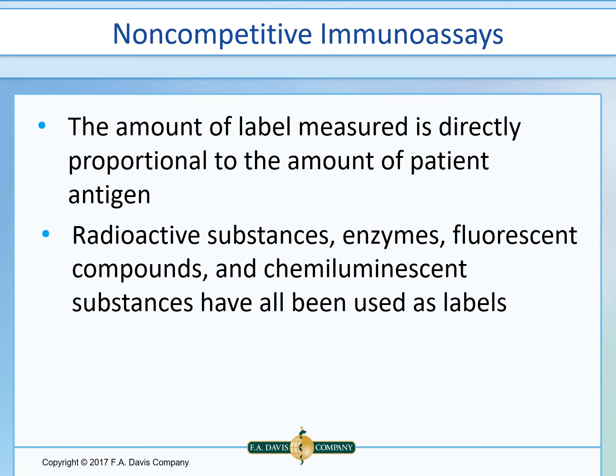In both competitive and non-competitive immunoassays, the label should not alter the reactivity of the molecule being tested, and it should also remain stable for the reagent shelf life. Different techniques using different types of labels are going to be discussed a little bit more in detail in a separate section of the chapter, but labels include substances such as radioactive substances, enzymes, fluorescent compounds, and chemiluminescent substances.